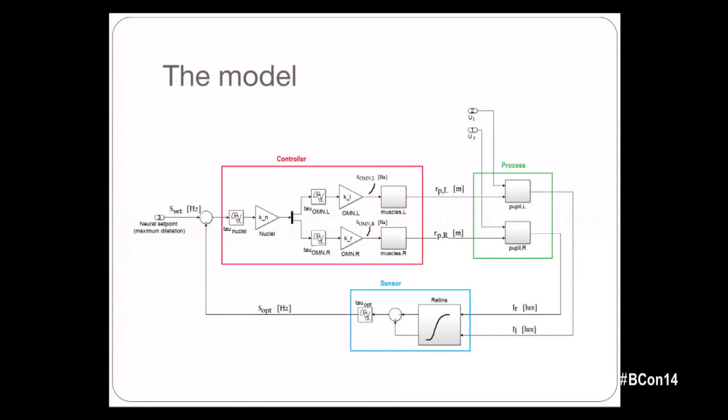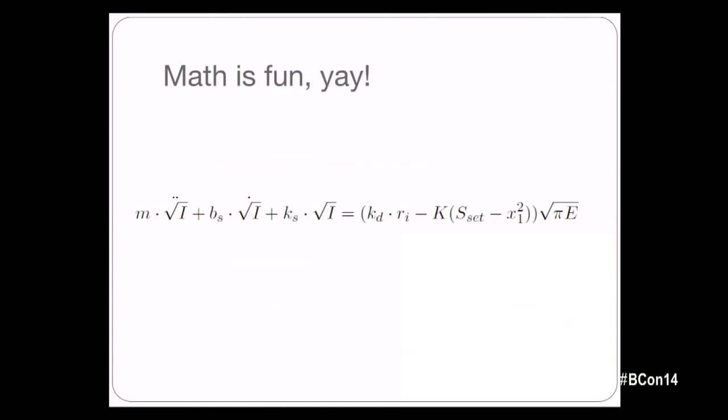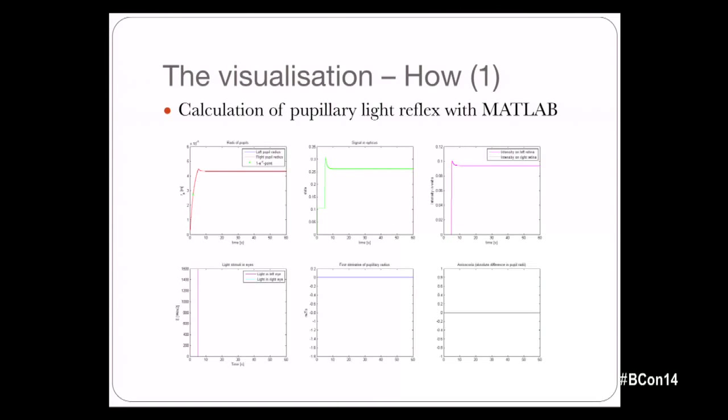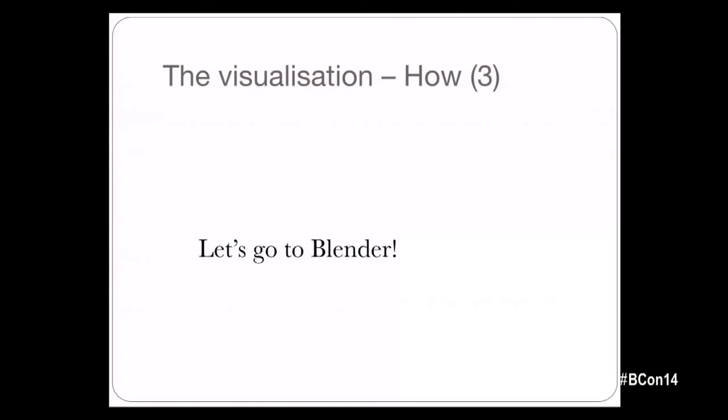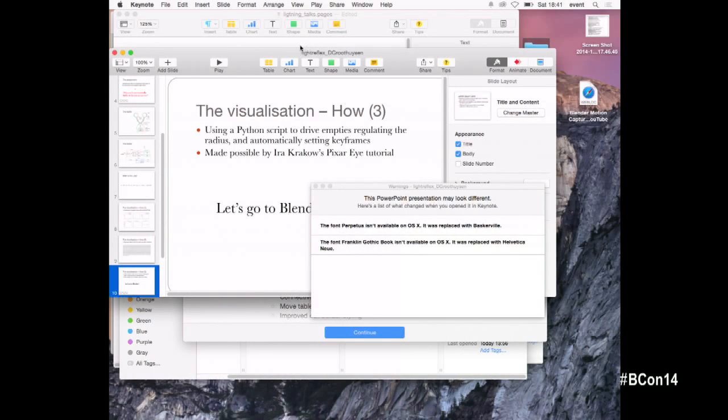So this is the model in Simulink. It looks a bit more complicated than it is. Unfortunately, this is not yet possible in Blender. So, but fingers crossed. Math is fun, yay! So this is a differential equation that we modeled in Simulink. And basically, we ran the simulation and we got the left upper corner. This is the pupil radius. And this I basically just exported into a CSV file and very uglily pasted into Python. So let's go to Blender if I can manage. Where is it?